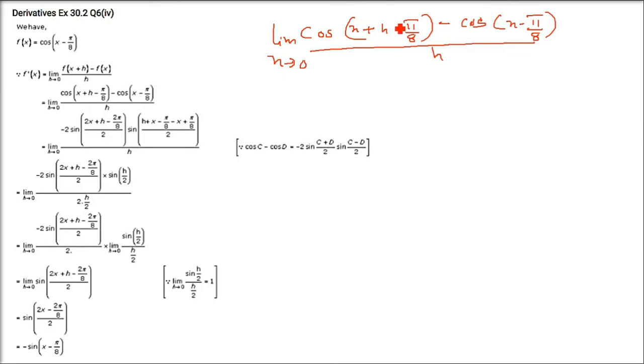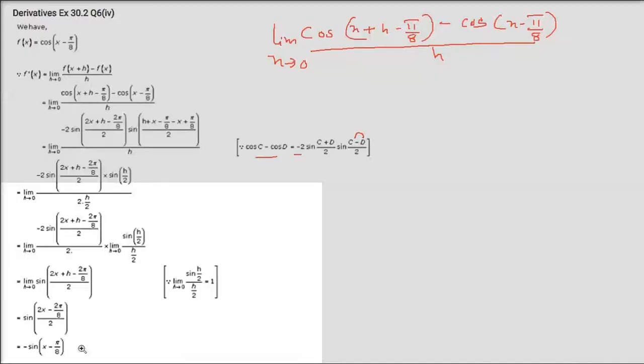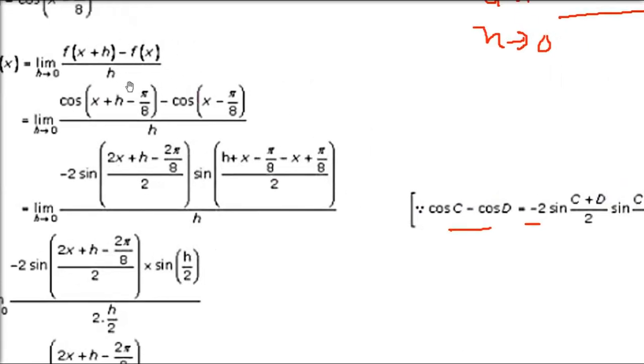Now this is cos C minus cos D. So this is minus 2 sin((C+D)/2) sin((C-D)/2). Let us add these: (x+h-π/8) plus (x-π/8). So x and x is 2x, h is already there, and minus π/8 and minus π/8 is minus 2π/8.